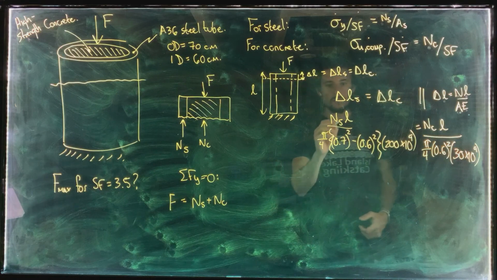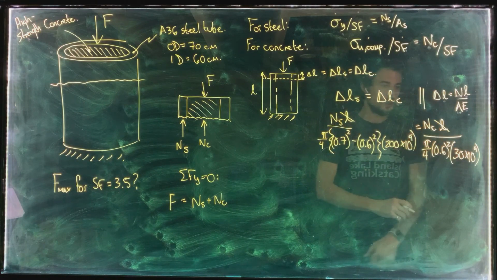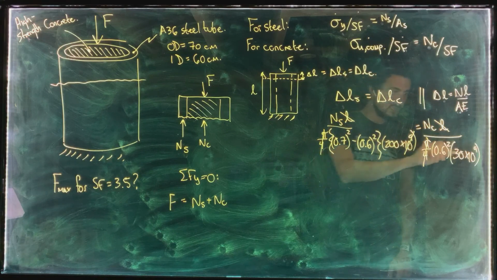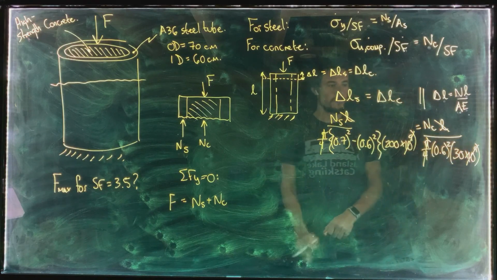Okay, and now we can do some crossing out or canceling out. We can get rid of those pesky pi over 4s here, and also the 10 to the 9s we can get rid of.